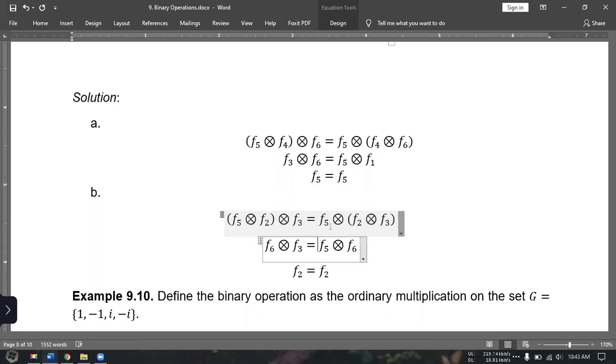And I think this is the last example, number 10. Define the binary operation as the ordinary multiplication on the set G, whose elements are 1, negative 1, i, negative i. Are we familiar with i? Imaginary number. Yes, sir. This is an imaginary number. This is the square root of negative 1. So i is the square root of negative 1, and negative i is negative square root of negative 1. So if these are the elements of G, we're trying to operate these elements with the ordinary multiplication.